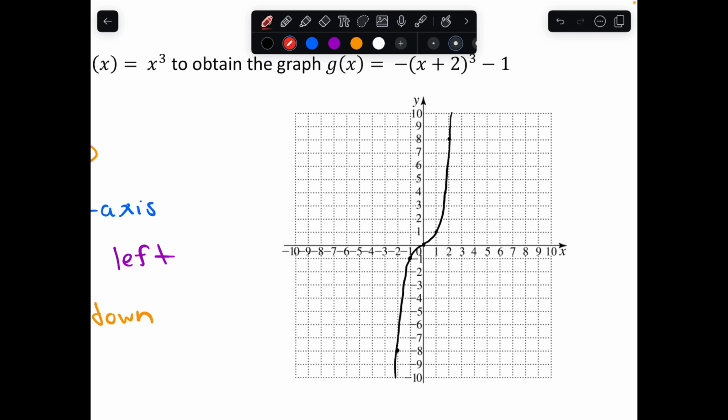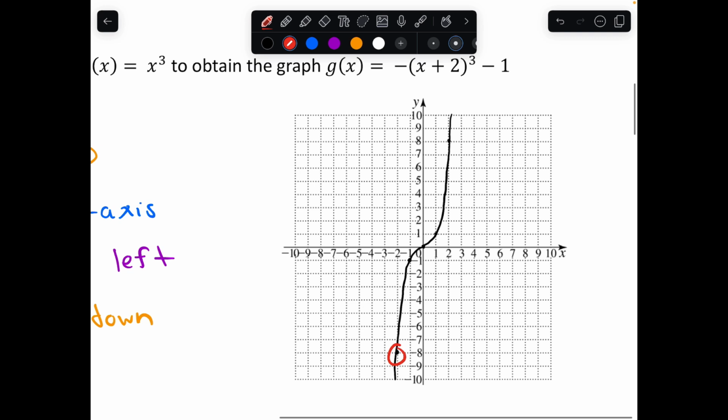So now let's start graphing g of x. So we start off with the reflection over the x-axis. So this negative 8 is going to become a positive 8. This negative 1 is going to become a positive 1. This 1 is going to become a negative 1. And this positive 8 is going to become a negative 8. So these are my points reflected over the x-axis.